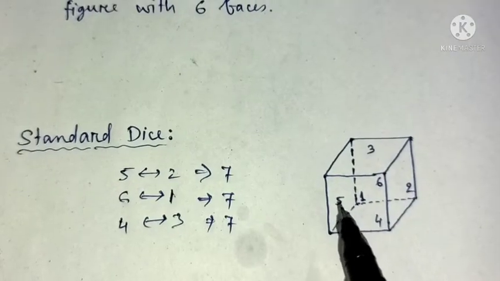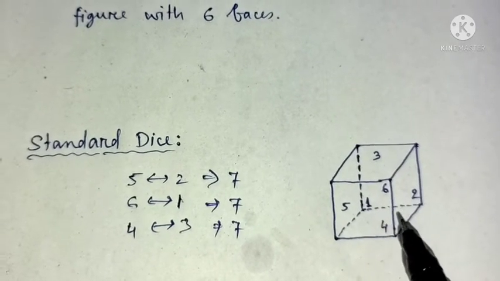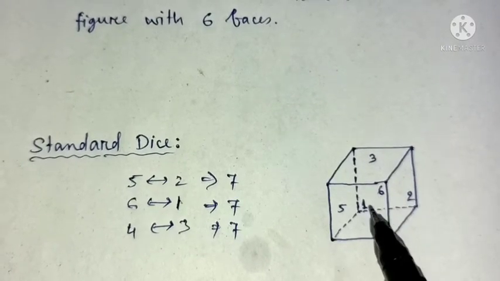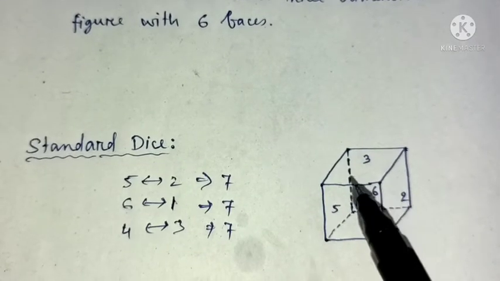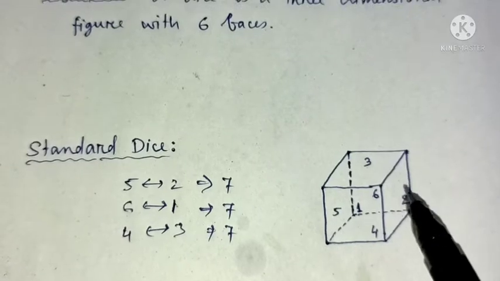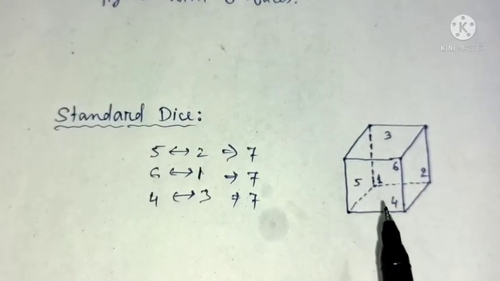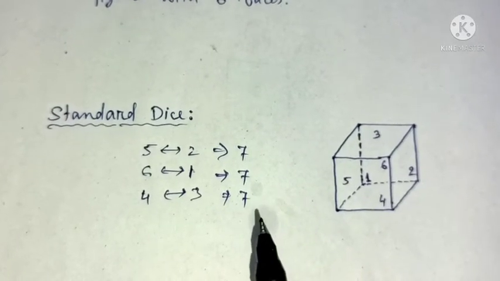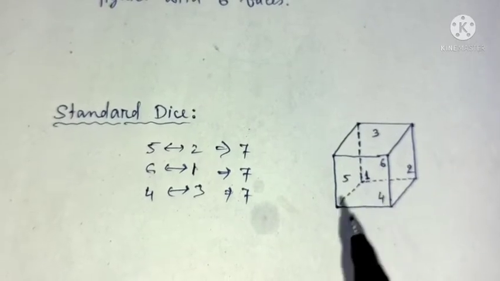As well as, the sum of the adjacent faces is not equal to 7. You can see 5 and 4 is 9, 2 and 4 is 6, 6 and 4 is 10, 1 and 4 is 5, also not equal to 7. But the opposite is 3, and only 3 plus 4 you get 7. In other cases also you can find like this. That means if the sum of the adjacent faces of a dice is not equal to 7, then that dice is known as standard dice.